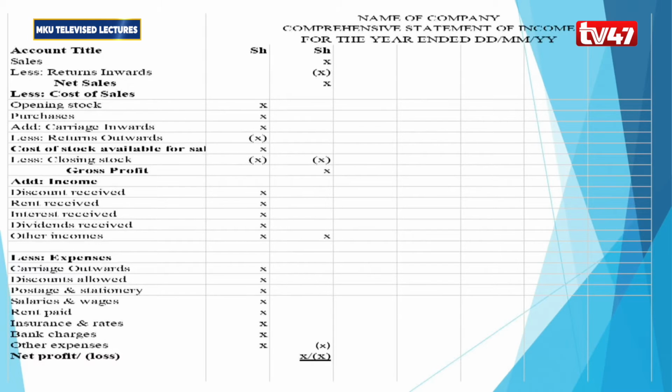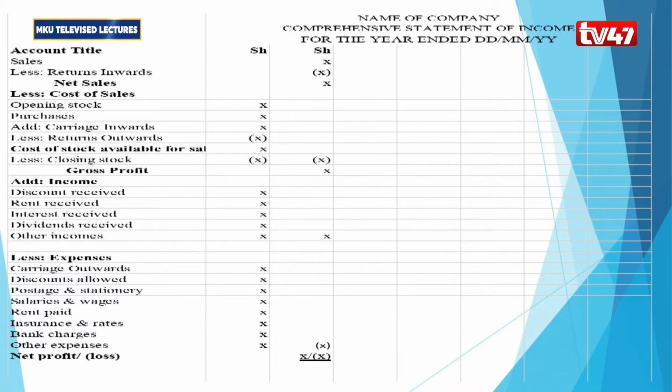It has 3 columns. We have the account title, we have another for currency, and of course, a second one still for currency. So the first part, and I would like you to be very keen on this, from sales all the way to gross profit, we refer to this as the trading account.